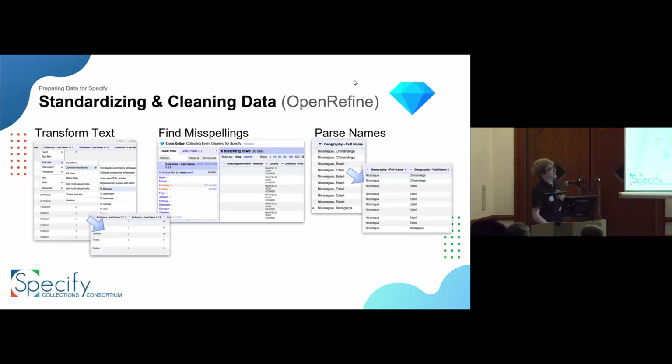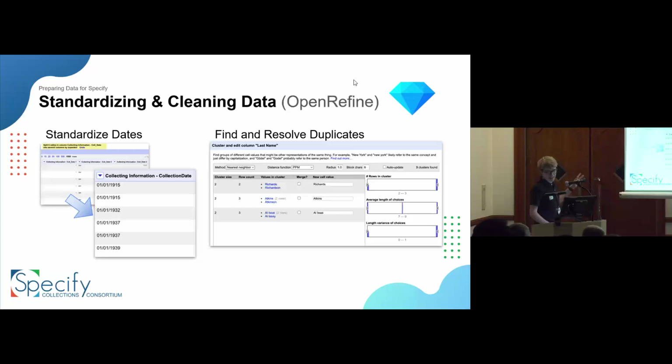So that means using something like OpenRefine, which is a fantastic tool for those who haven't used it before, and those who have used it already know. You can do things like transforming text, finding misspellings, parsing names, standardizing dates, resolving duplicates. And we have some good tools in Specify for resolving duplicate records that come up and exist, but it's always good to get the data as standardized as possible before it gets brought into a system.